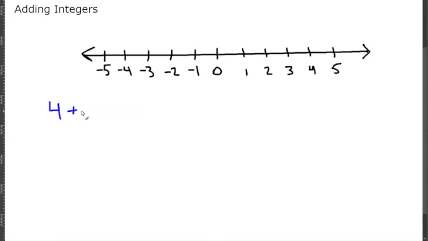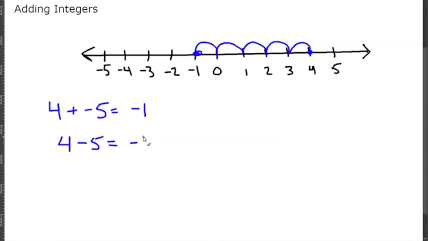Four plus negative 5 equals what? So let's start at 4, and we're going negative 5. So that's negative 1, negative 2, negative 3, negative 4, negative 5. 4 plus negative 5 equals negative 1. We can rewrite this as 4 minus 5 equals negative 1. Because when you add a negative, you're really subtracting the positive of that negative.